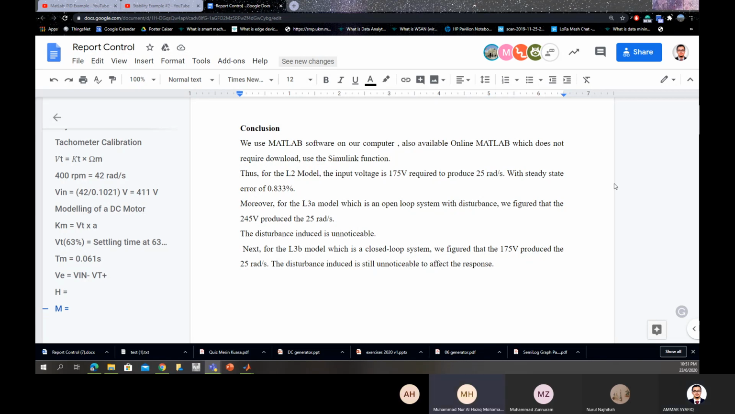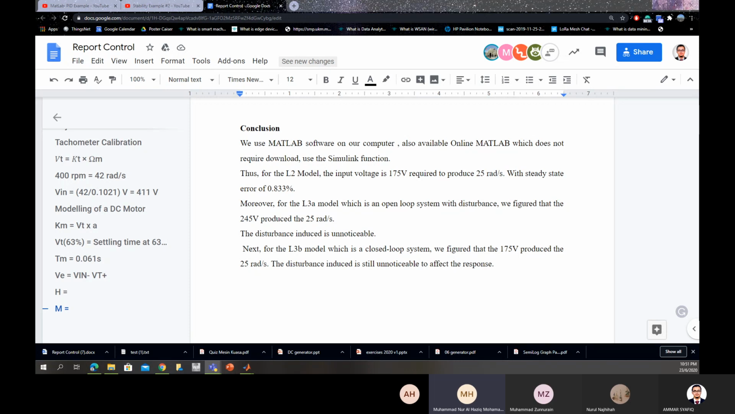For the conclusion, we have made it through the 4 models that we use. For the first model, although it's not very accurate, we tried to get the best that we could. We use MATLAB software on our computer. Some of us could use MATLAB Online, which also has the simulating function.